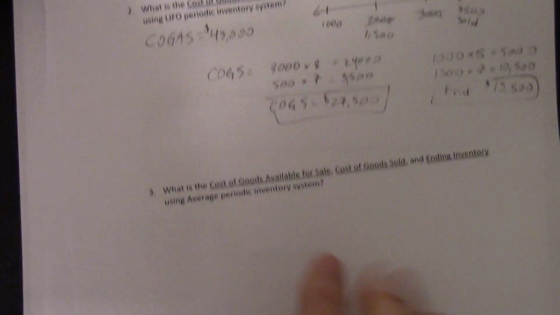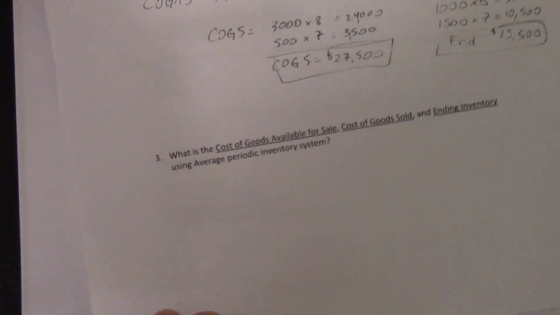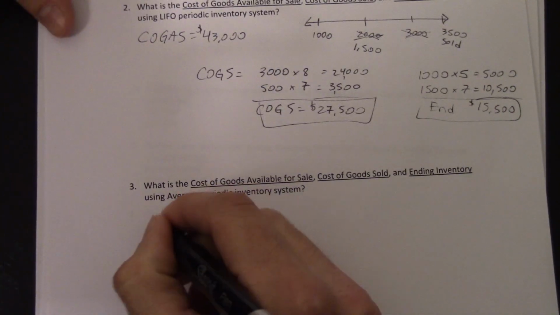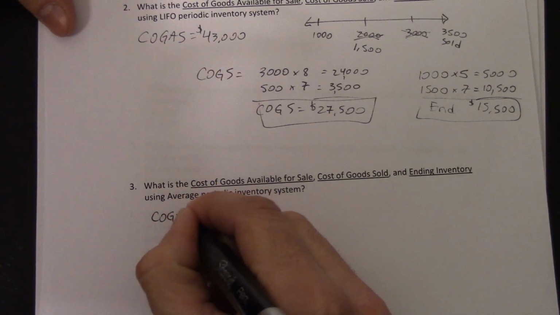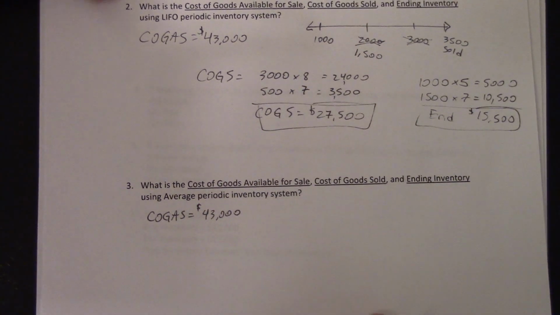And finally, we'll use average periodic inventory to figure out the same numbers, our cost of goods available for sale, cost of goods sold, and ending inventory. So once again, our cost of goods available for sale is still the same, $43,000.